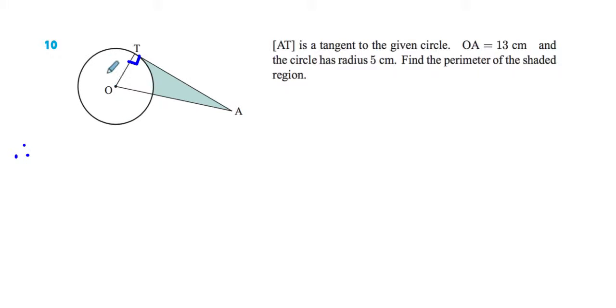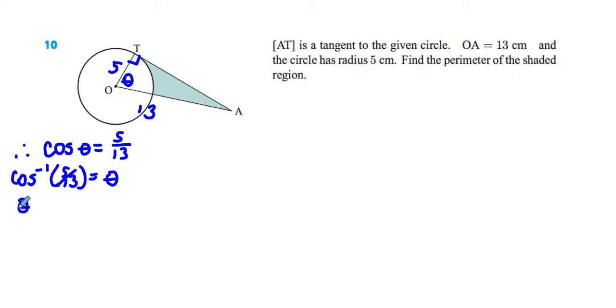Now, since I have a right triangle, let's see what we know. We know the radius is 5, and I know this length OA is 13. So I know two sides of a right triangle. So I can find theta by using the trig function that involves the adjacent side and the hypotenuse, which is cosine. So cosine of theta is equal to 5 over 13. So to find theta, I'm going to do the inverse of the cosine function. So arc cosine of 5 over 13 is equal to theta. So theta is approximately 67.38 degrees.